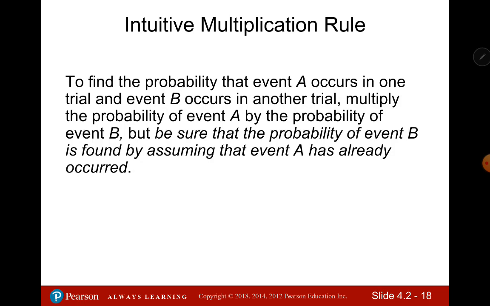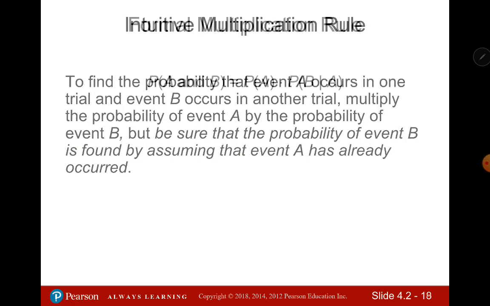Let's talk about the intuitive rule first. We can multiply the probability of event A by the probability of event B. But you should know this probability of event B is not the regular one. By assuming event A has already happened, which means event B has a condition, the probability of event B is a conditional probability.